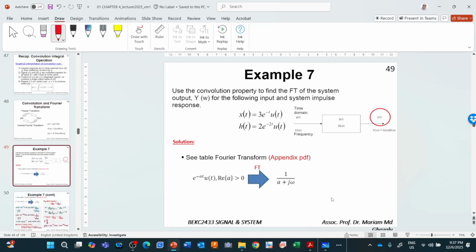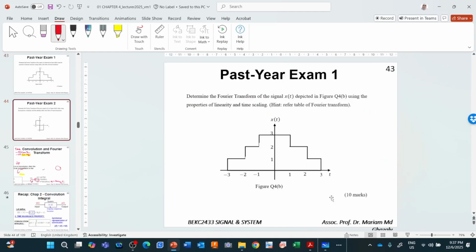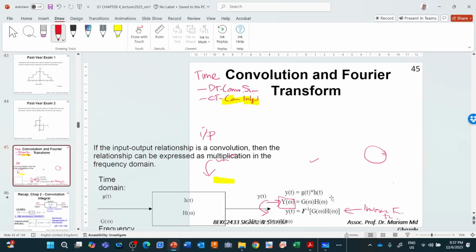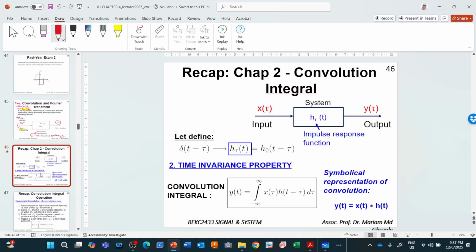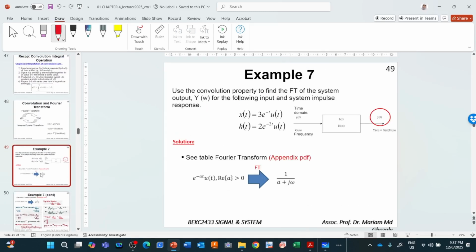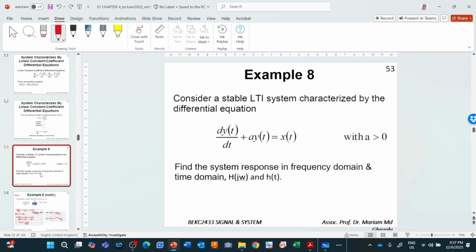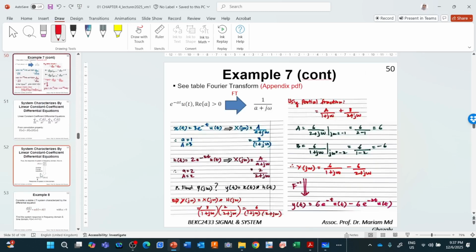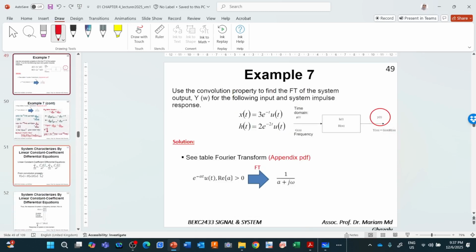Now we do this. Wait there. Why did it become like this? Okay, this one. So we do this exercise. This exercise first. Where was it just now? This one, Example 7.